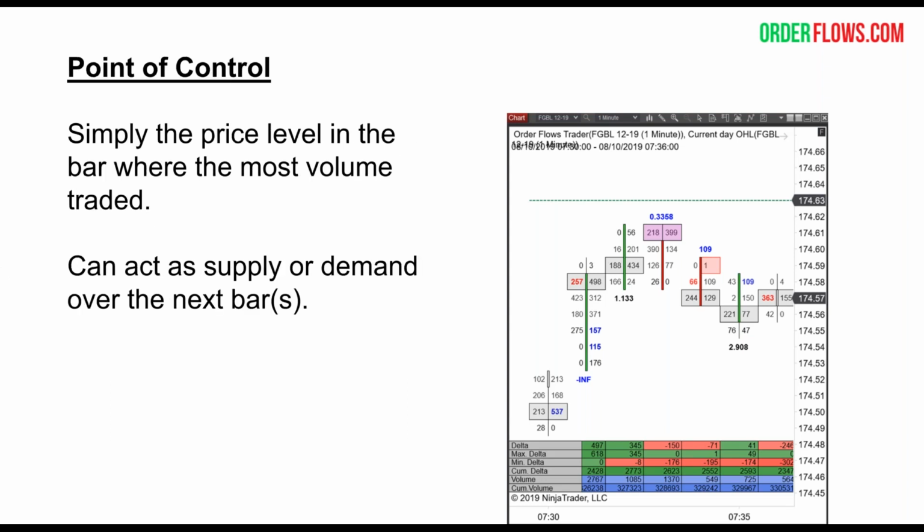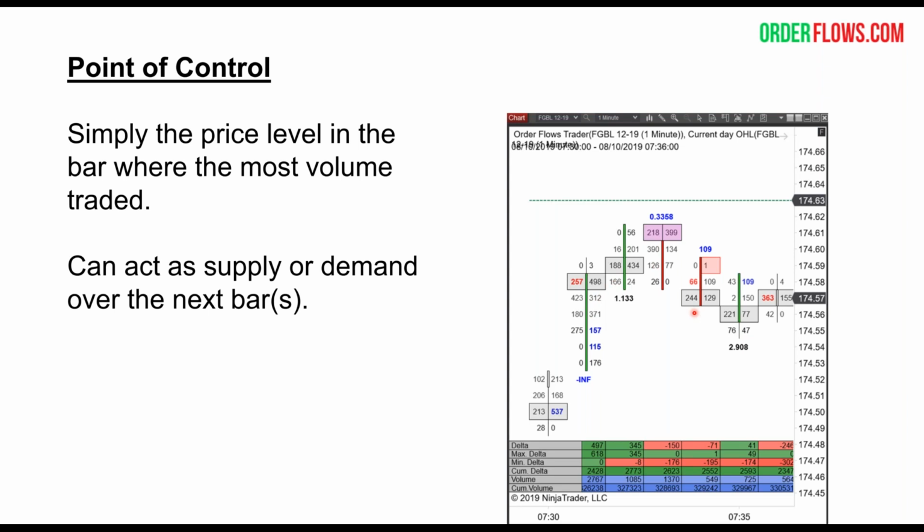And lastly is point of control. It's simply the price level in a bar where the most volume traded. And it could often act as support or resistance, or some people like to say supply and demand, over the next bar or bars. And you can see here, every bar has a point of control. Whether it's a red candle or a green candle, it has a point of control.